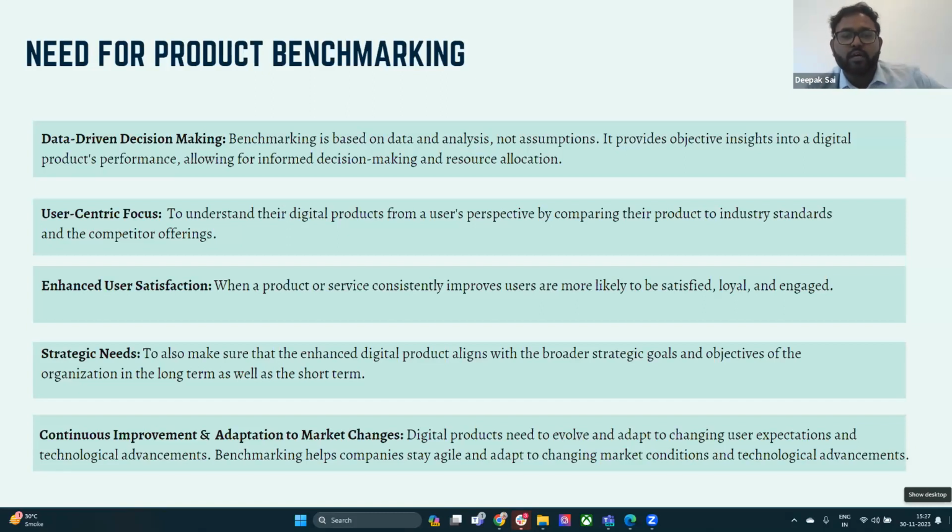And moving to the different phases, when do we actually take up the product benchmarking activity? We would like to run a poll once again and see how our audience perceives this: when do you undertake this benchmarking activity, and do you follow any structured process as such? So over to you guys.